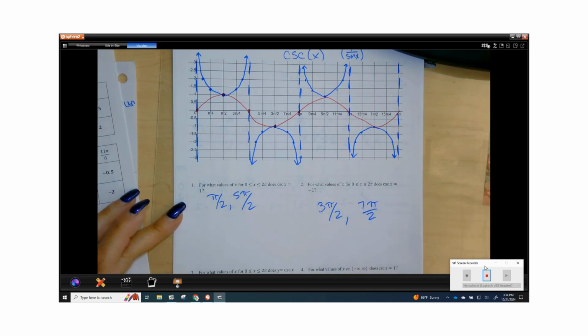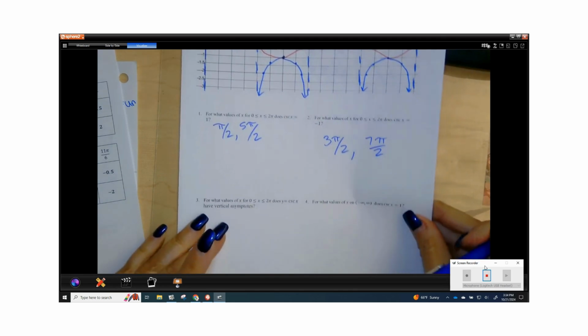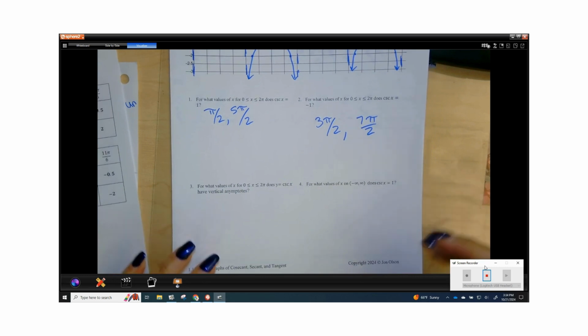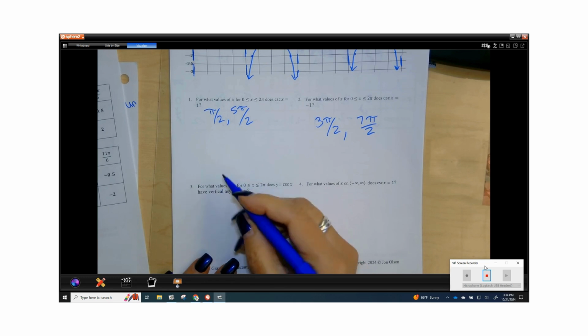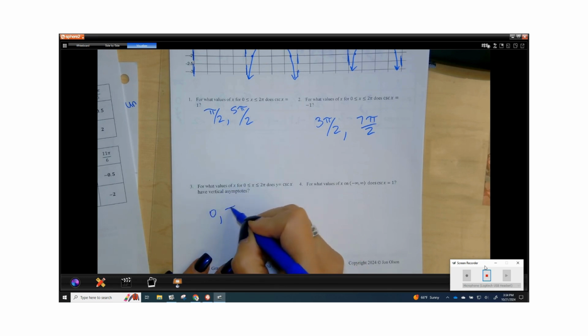Now you're not going to be able to see the graph. What values does it have a vertical asymptote? From 0, so this includes 0 and 2 pi. So at 0, pi, 2 pi.